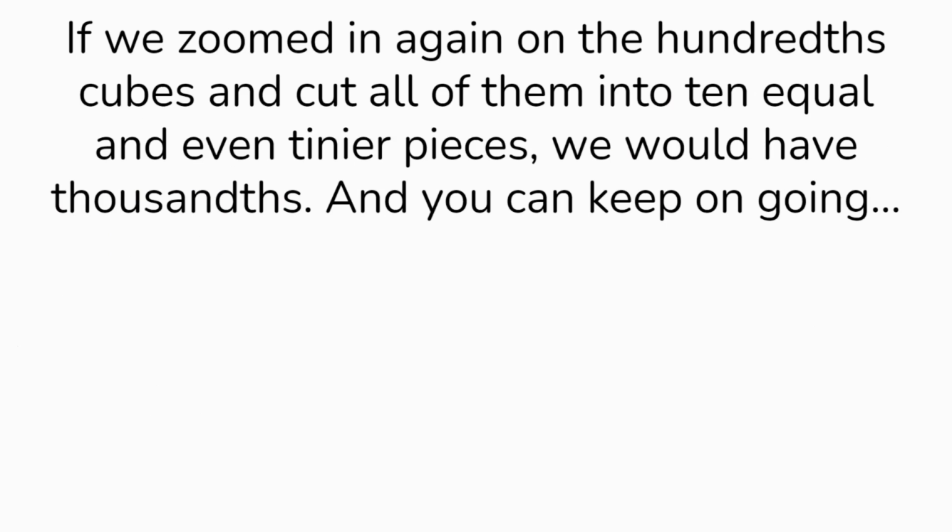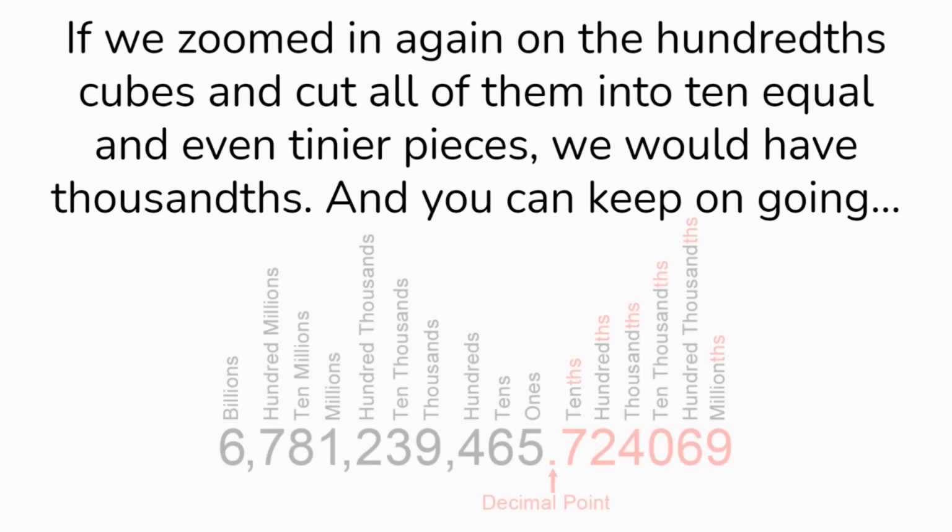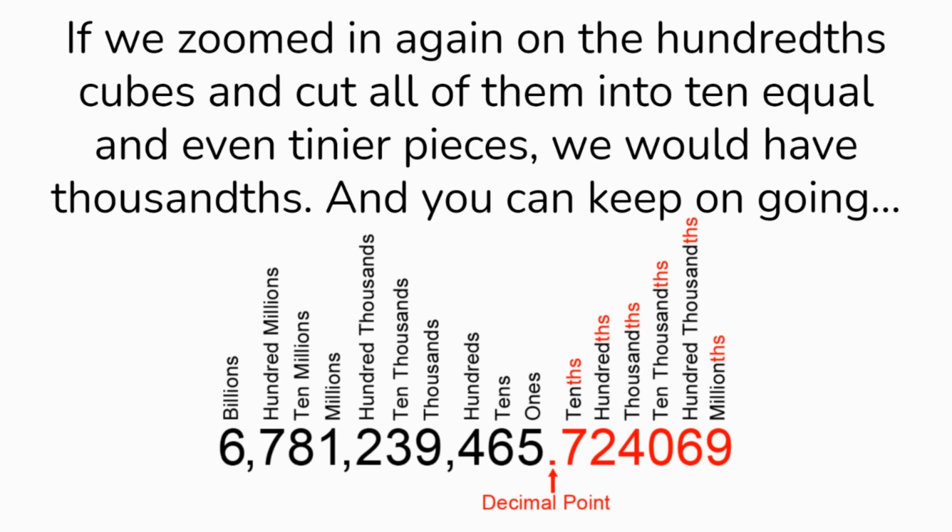And if we were able to zoom in again on the hundredths cubes and cut all of those into 10 equal and even tinier pieces, we would create thousandths. And you can keep on going. If you look at this graphic right here, all the black numbers are the whole numbers. Then we have a decimal point, and then in the red, we have all the decimal numbers. And you can see we have tenths, hundredths, thousandths, ten thousandths, hundred thousandths, millionths, and it keeps going on and on and on. It gets so small that I can't even think of a way that I could show you pieces that small. So we're going to stop after hundredths.